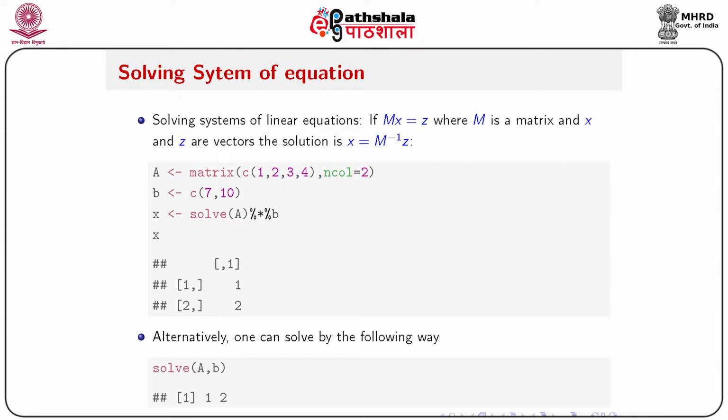Alternatively, as I mentioned, you can pass A and B together into the solve function. Within solve, the first should be the matrix A and the second should be B. If you pass them separated by a comma, it also gives you the solution. You don't need the multiplication that I showed in the earlier steps. It solves for x itself.